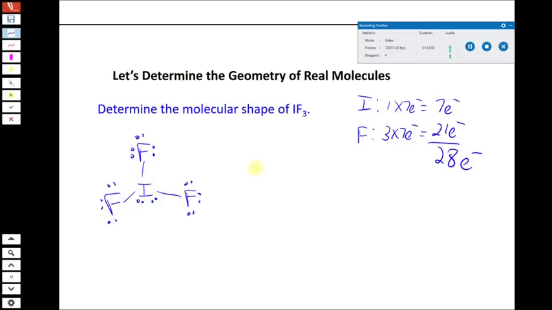AXE notation, we have 3 atoms bonded to the central atom, 3 fluorines, and now we have 2 lone pairs, so it's going to be AX3E2. This is another case where we have 5 electron groups, so we arrange them into a trigonal bipyramidal. That's the electron group arrangement.